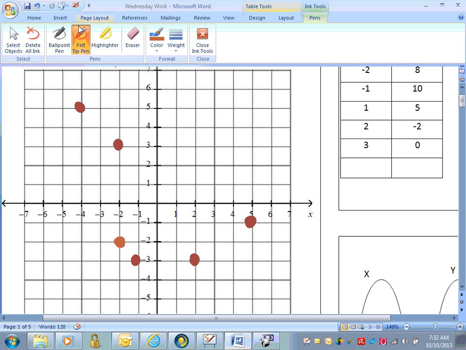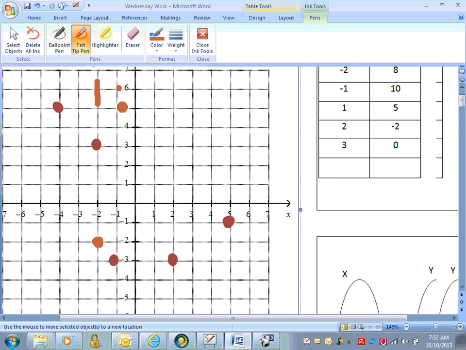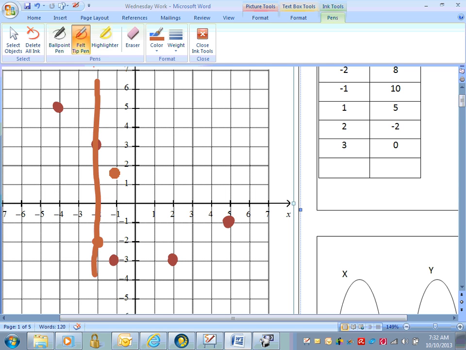Why? When I draw a vertical line here, how many times does that line hit the points? There are 2. Not a function. Okay? Any spot that you drop a vertical line and you hit 2 points, not a function.